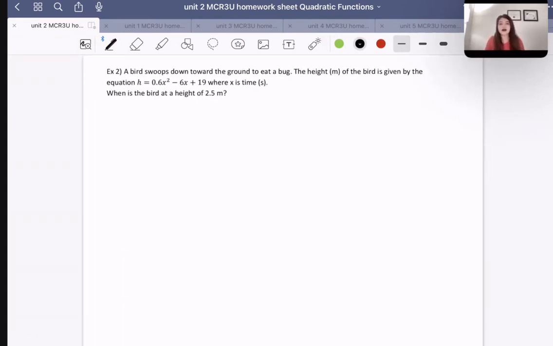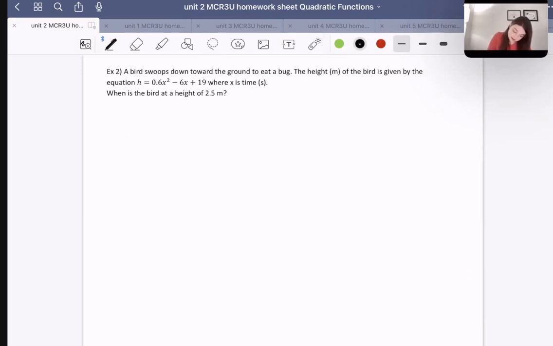Let's try one more, example 2. Okay, example 2 says, a bird swoops down towards the ground to eat a bug. The height in meters of the bird is given by the equation h is equal to 0.6x squared minus 6x plus 19, where x is the time in seconds. When is the bird at a height of 2.5 meters? Okay, so similar deal here.